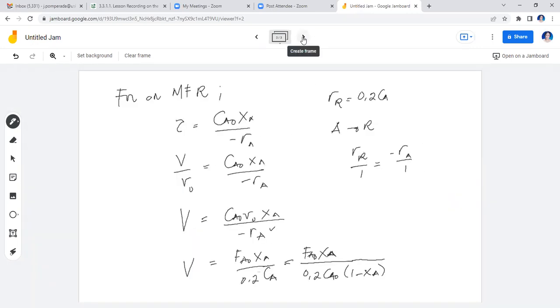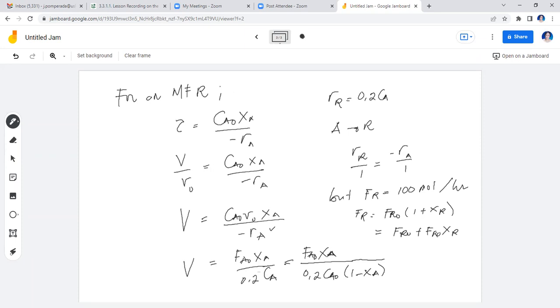So in that case, we can write F sub R is equal to 100 mole per hour. And we know that this F sub R is actually F sub RO times (1 plus X sub R). If expanded, this would be FRO plus FRO XR. Okay, why did I have to write it this way?